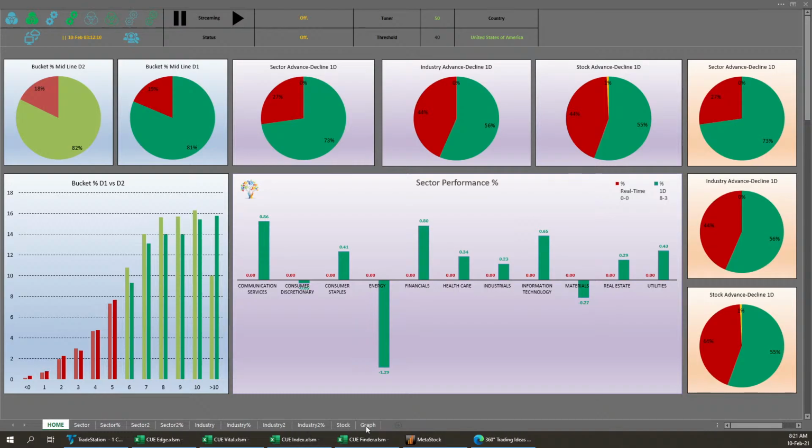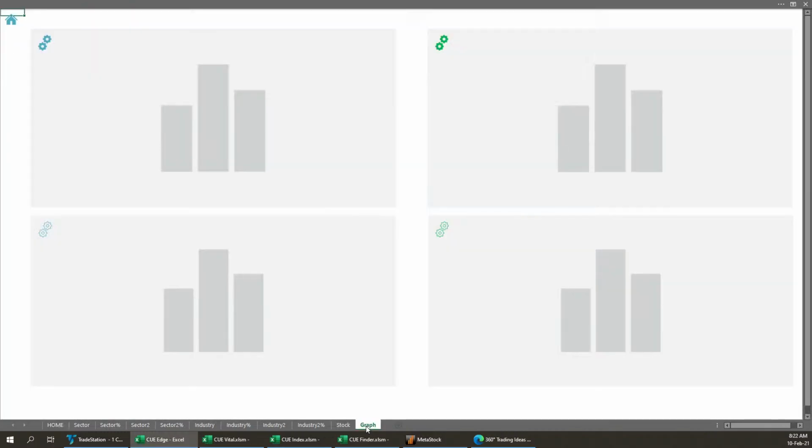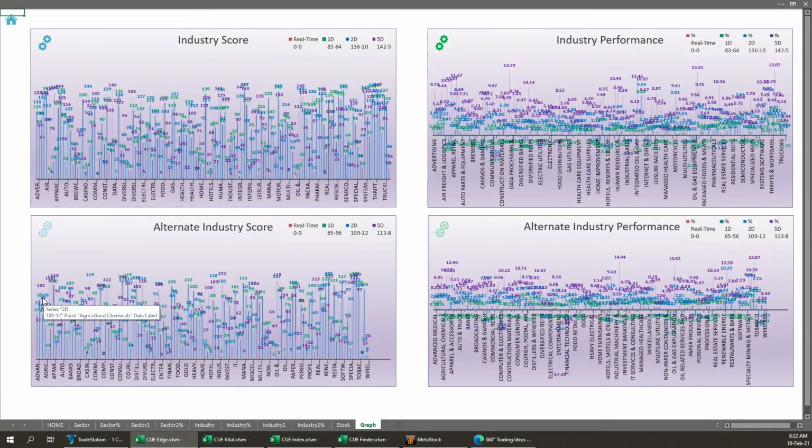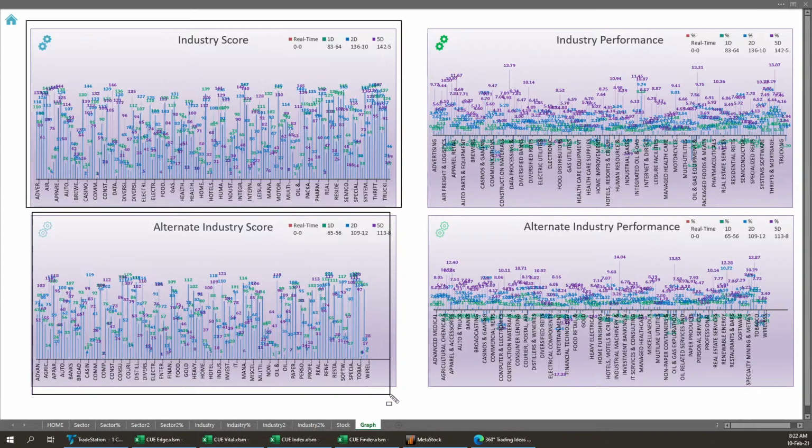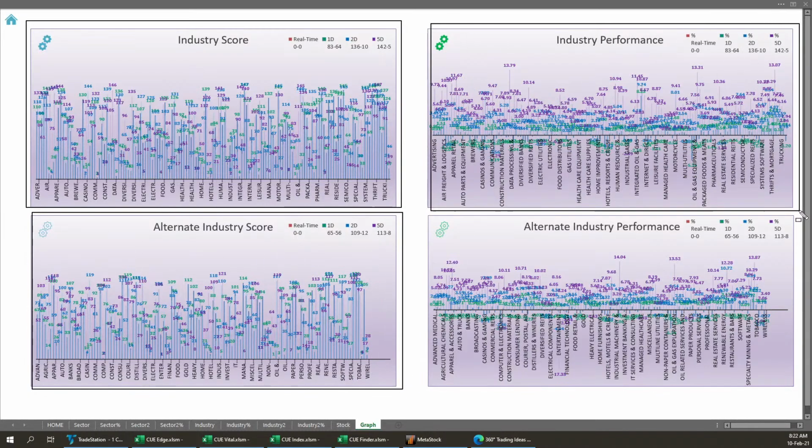Now meaning now that I have not drilled down from market level to sector industry level, let's look at the graph, and you will not have much use of the graph when I have not filtered on any sector and industry, because this has all the industries. Of course, we cannot read it, nobody can read it with any clarity. The industry score, alternate industry score, industry percentage, alternate industry percentage. So when nothing is filtered, we are not going to look at it.